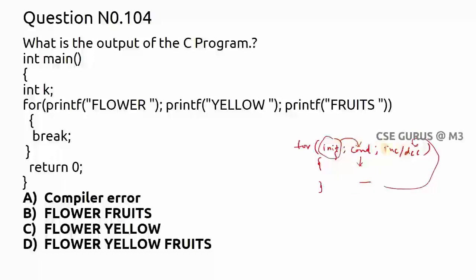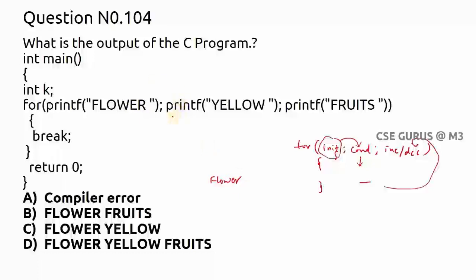Now if we see this process, the first thing is it has to consider the initialization, which is before the semicolon. What is there before the semicolon? This statement. So printf flower. So that has to be executed first. If this is executed first, what will be the output? Flower. Now after this it has to check the condition.